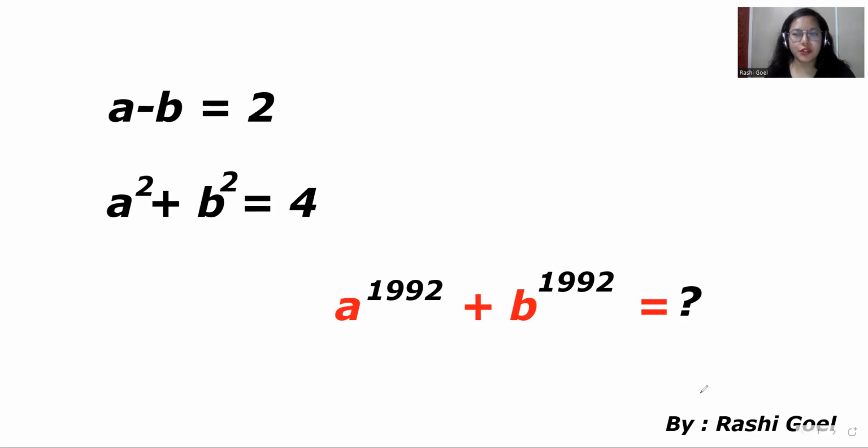My name is Rashi Goyal and in this video we'll solve this expression: when a minus b equals 2 and a square plus b square is 4, we have to find the value of a power 1992 plus b power 1992. So let's start with today's video.